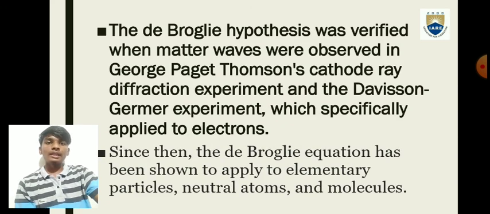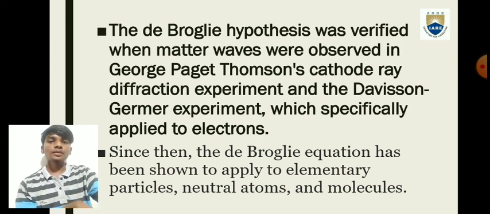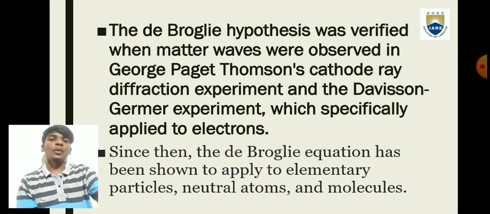The de Broglie hypothesis was verified when matter waves were observed in George Paget Thomson's cathode ray diffraction experiment and the Davisson-Germer experiment, which specifically applied to electrons. Since then, the de Broglie equation has been shown to apply to elementary particles, neutral atoms, and molecules.